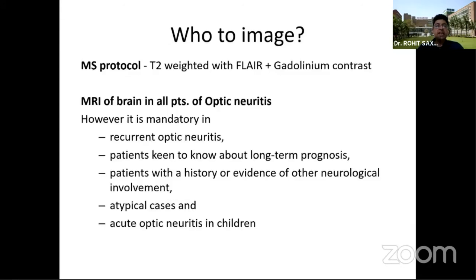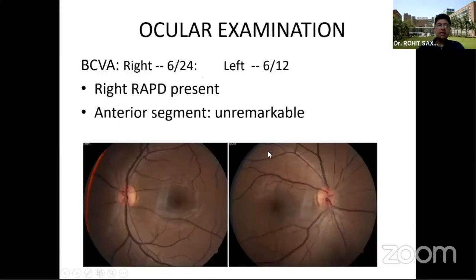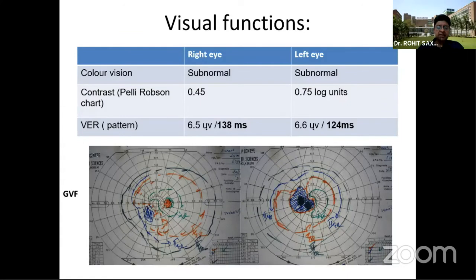So one would say do image on all optic neuritis, but essential in recurrent optic neuritis, atypical optic neuritis, which may suggest NMO-MOG, when keen to know about long-term prognosis, and acute optic neuritis in children. Do a T2 weighted MRI with FLAIR and contrast. Another optic neuropathy, a young male presented with bilateral loss, left eye first, right eye subsequently. You can see the fundus essentially normal, a shade of a minimal pallor on the sides temporally.